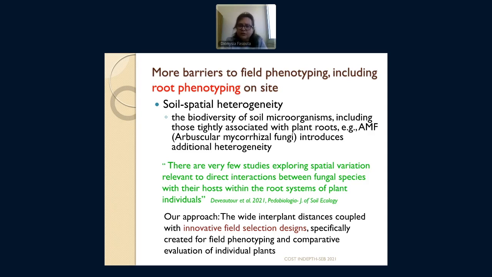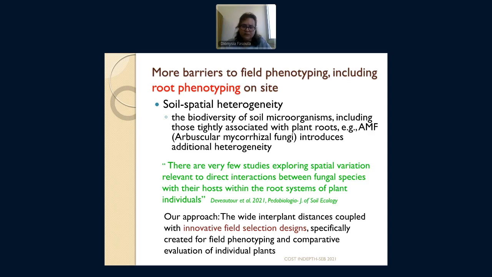Now, more barriers to field phenotyping, including root phenotyping on site, that is, under real field conditions, involves the soil or spatial heterogeneity. This soil heterogeneity exists regardless of the soil microorganisms and refers to soil fertility or soil water content or soil structure and anything like that. But the biodiversity of soil microorganisms, including those tightly associated with plant roots like the AMFs, introduces additional heterogeneity.